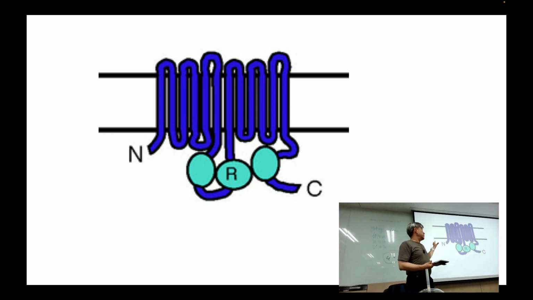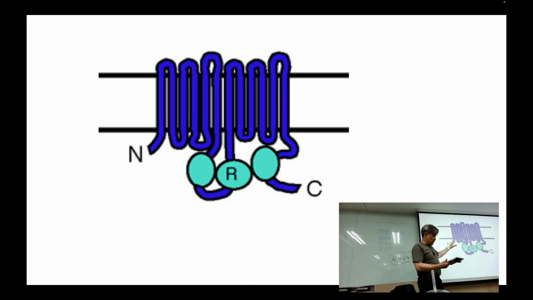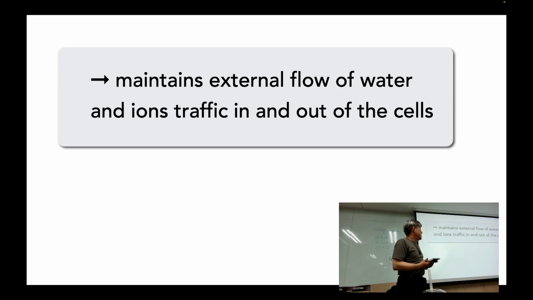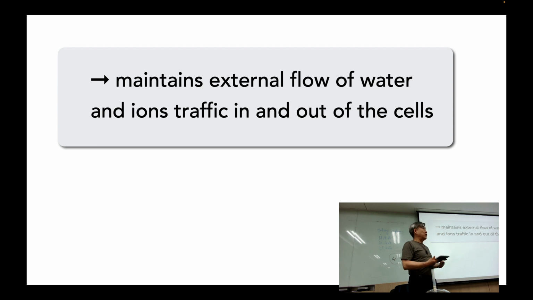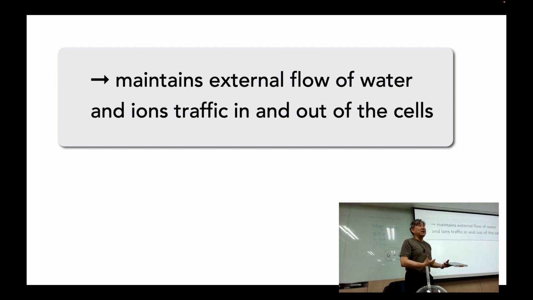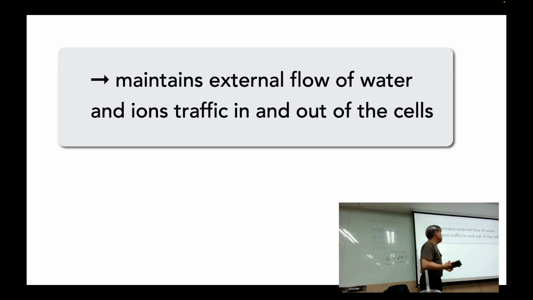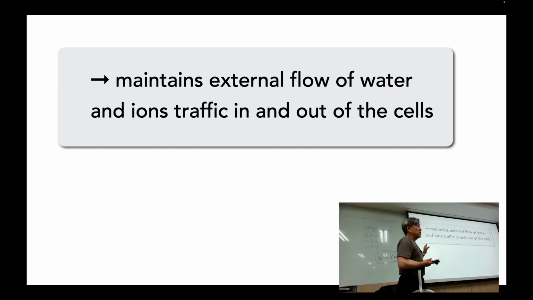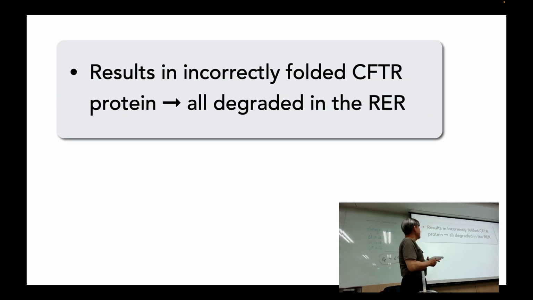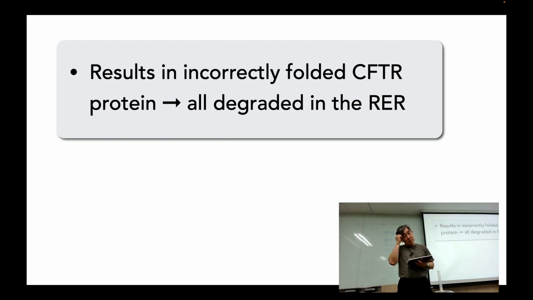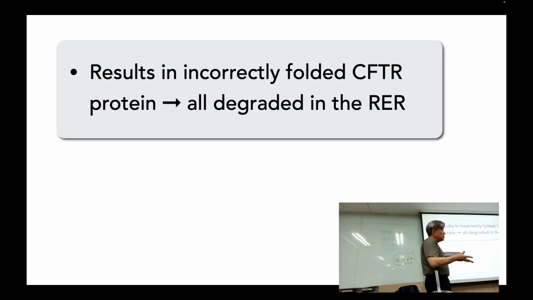This protein functions as an ion transporter and is shaped like this. Bottom line, what it does is maintain the flow of water outside of the lining of our esophagus and the respiratory channels. What happened is that protein folding was disrupted because of the missing of one amino acid. Entirely, this protein is misfolded.